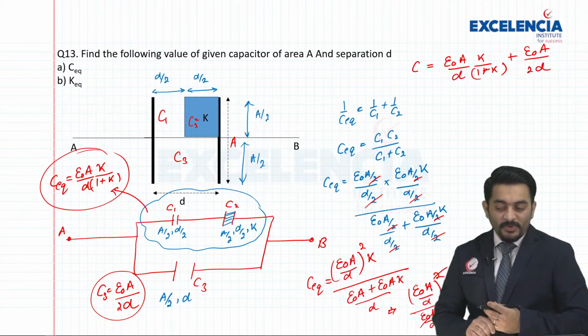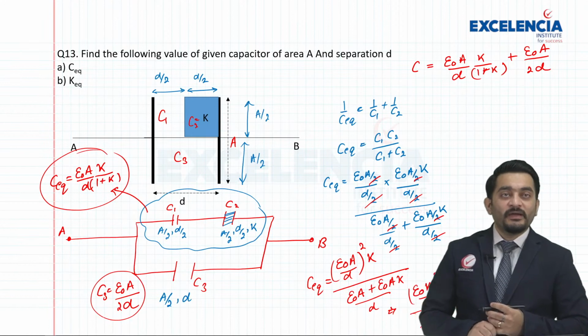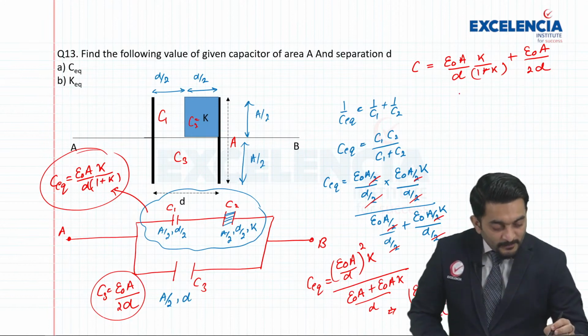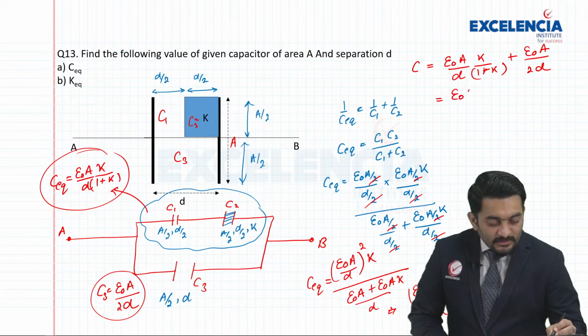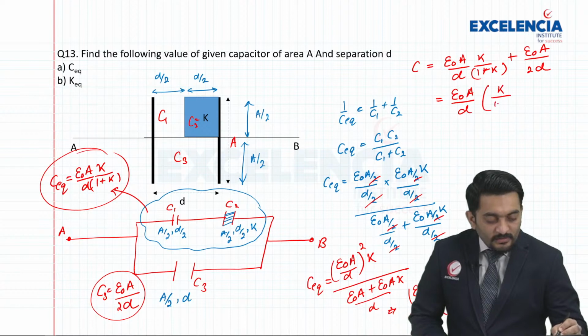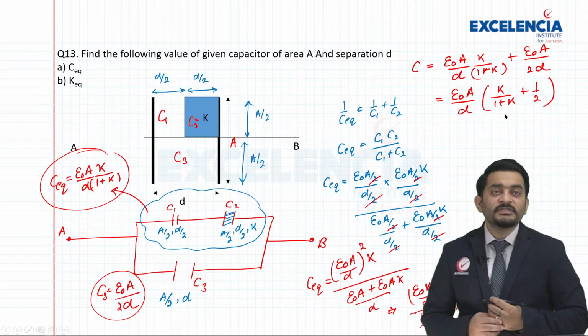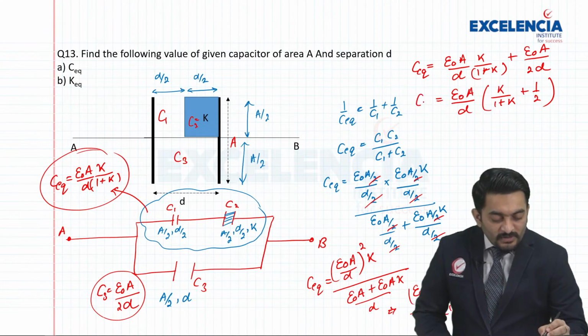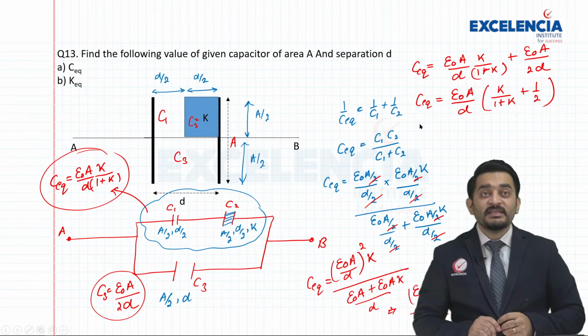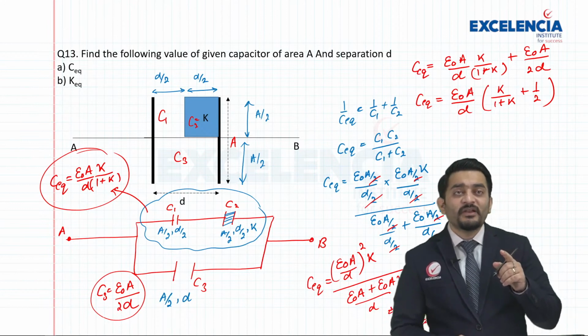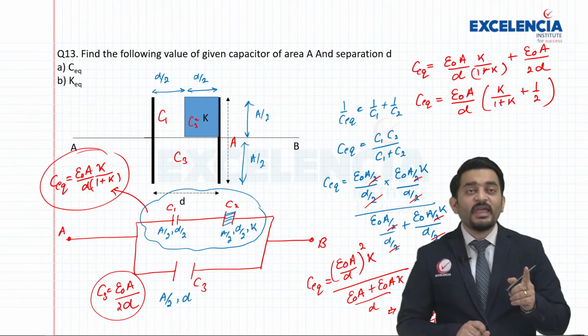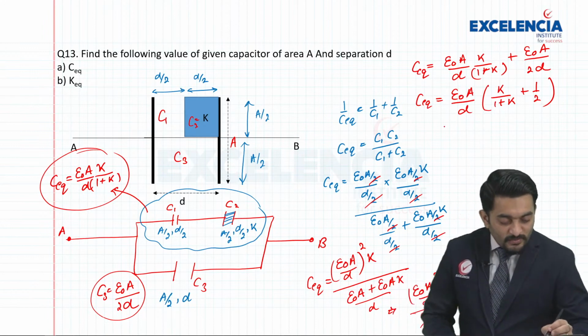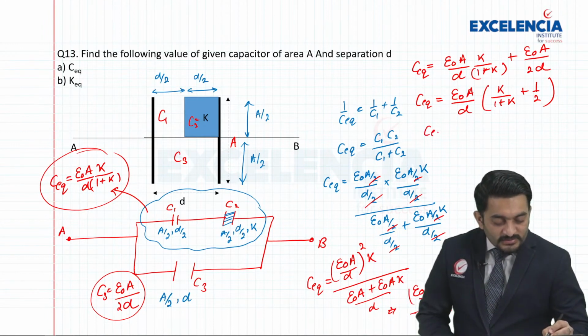This is how your C equivalent will look, but if you simplify it, you can take epsilon naught A by D common, and inside it will be K over 1 plus K plus 1 by 2. So this is how we are going to get the C equivalent part. This is the simplified version, but we have the C equivalent value, and there is also K equivalent which you have to answer. So you can further simplify this.